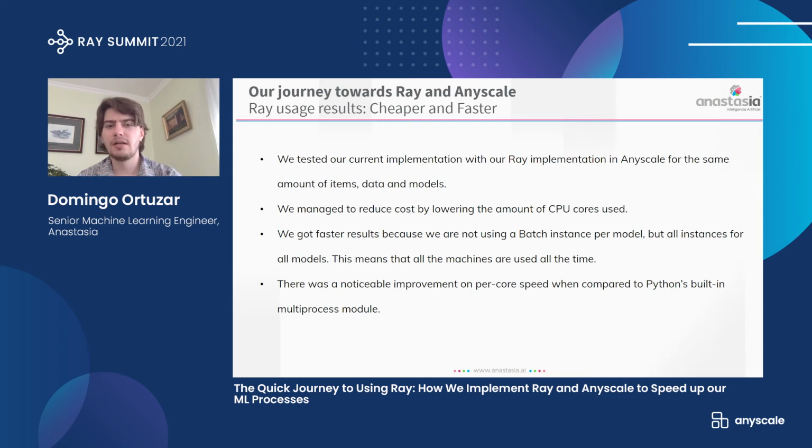We also got faster results because we're not using one instance per model, but every instance is able to run every single model, making it faster as we are always using all of the resources available. So also one of the surprising results we got is that our per core speed was actually faster than using Python's built-in multiprocessing. So I'll hand it back to Roberto, who can talk to you more about these results.